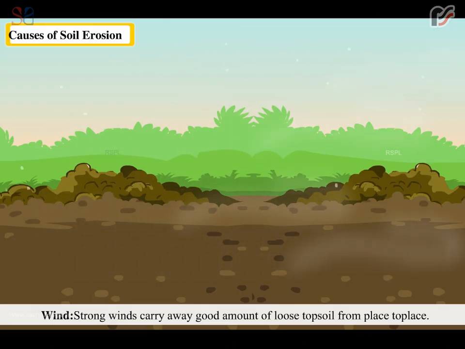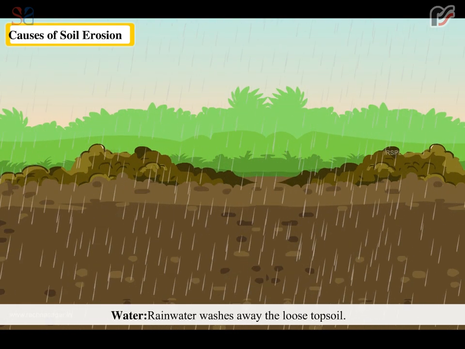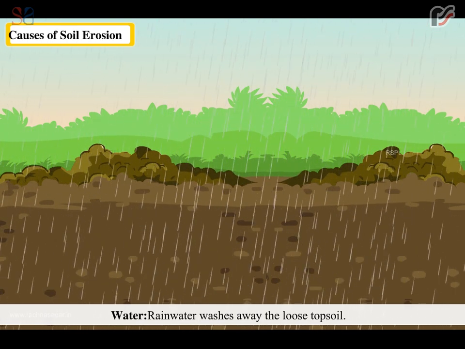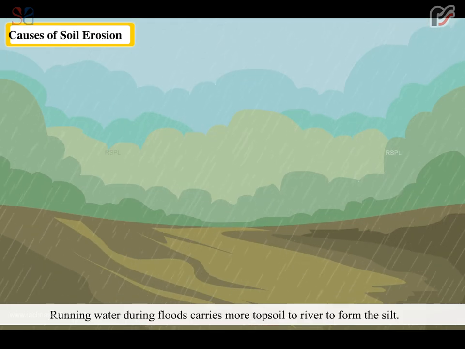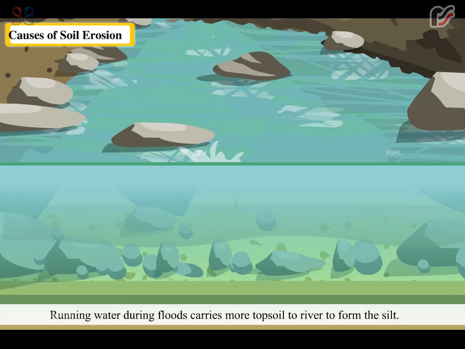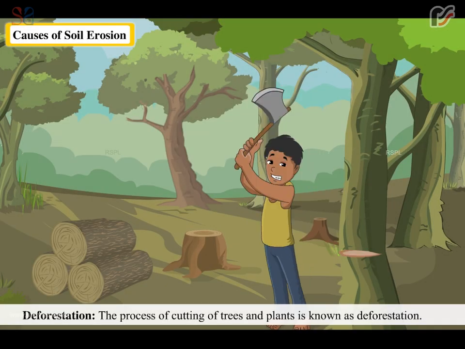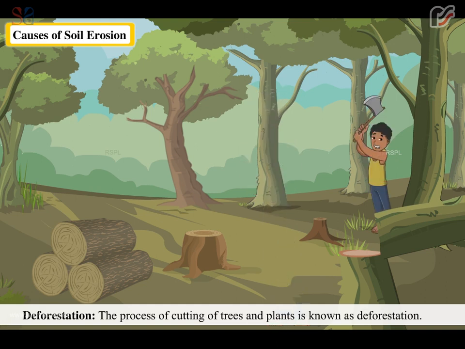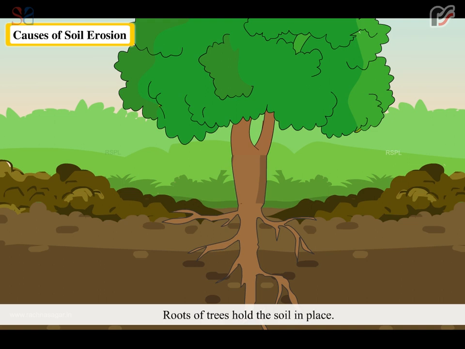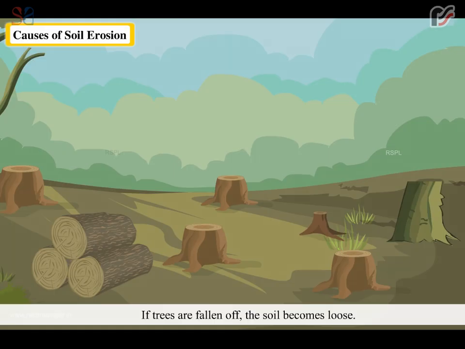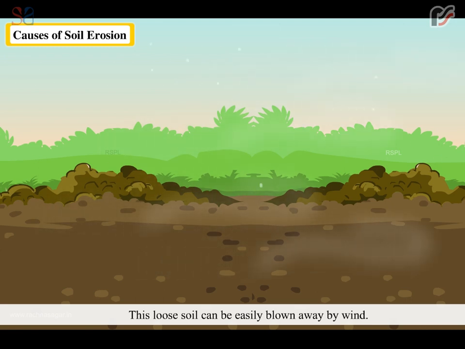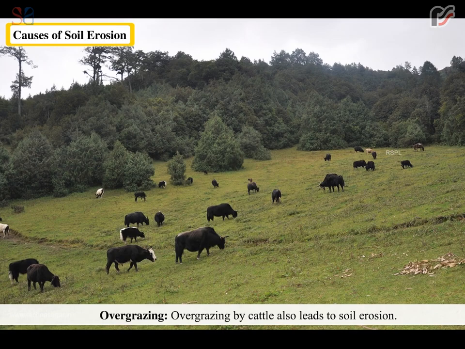Wind. Strong winds carry away good amount of loose topsoil from place to place. Water. Rainwater washes away the loose topsoil. Running water during floods carries more topsoil to river to form the silt. Deforestation. The process of cutting off trees and plants is known as deforestation. Roots of trees hold the soil in place. Thus, they prevent the soil from being washed off. If trees are fallen off, the soil becomes loose. This loose soil can be easily blown away by wind.